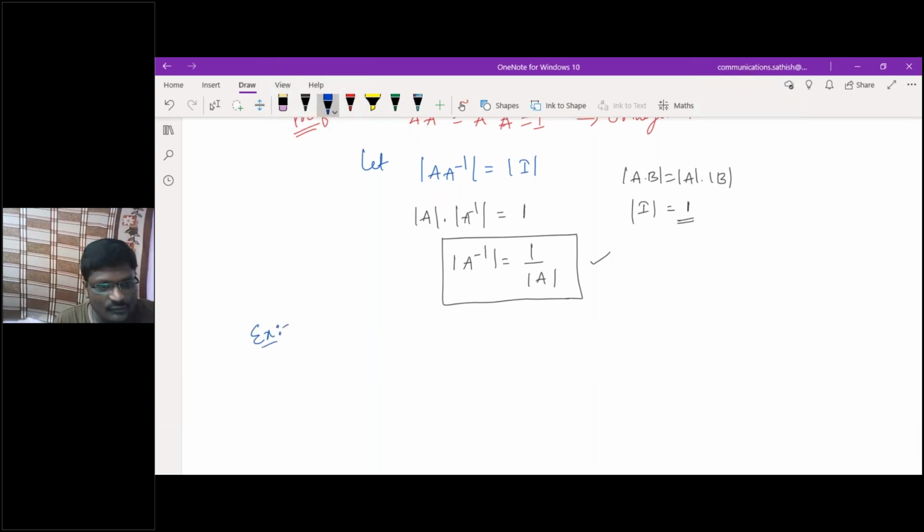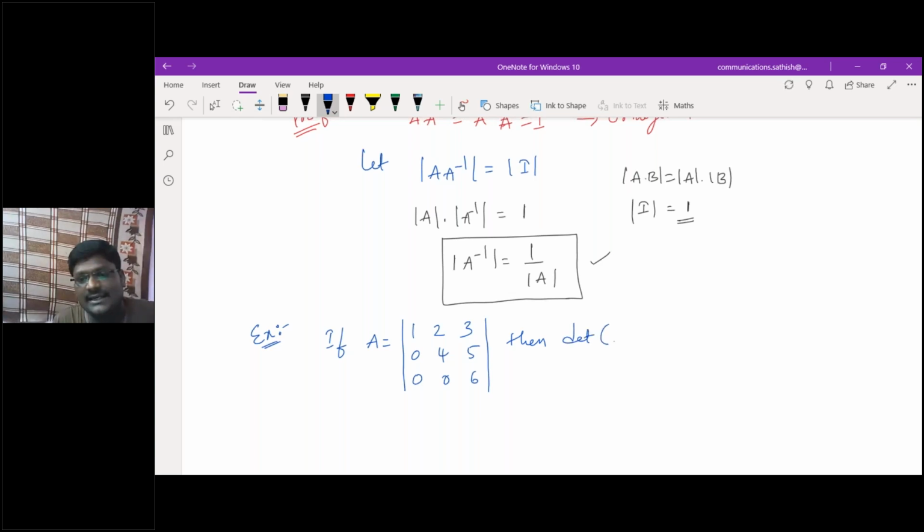One of the previous GATE questions is: if A is equal to 1 2 3, 0 4 5, 0 0 6, then determinant of A inverse is asked. If A is equal to this, then determinant of A inverse is the asked question, which is one of the recent previous GATE questions. Can you give me the answer for that?